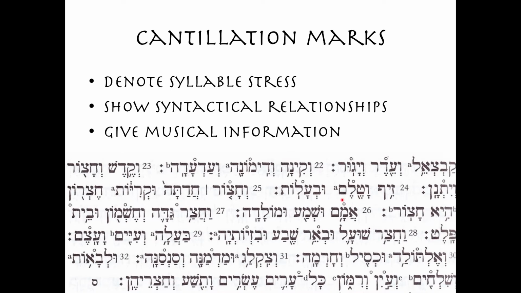And then finally, they give musical information. So I can't believe I'm getting ready to say this, but I studied cantillation marks for a while and learned to sing some of them. So you actually sing the stress. You sing the cantillation mark. So in Genesis 1, you would sing Bereshit bara Elohim et hashamayim ve'et haaretz, and those cantillation marks tell you where you should put the stress and what notes you should sing based on those marks.